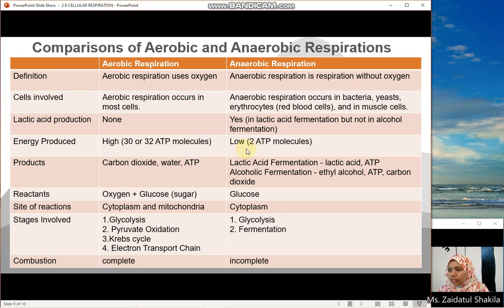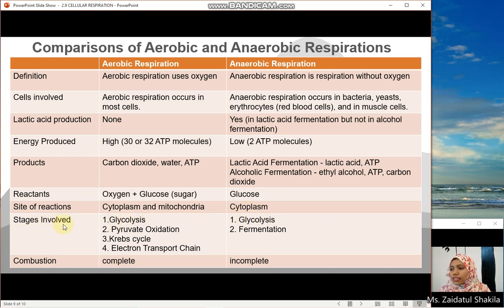And then the products in aerobic respiration are carbon dioxide, water and ATP, while anaerobic respiration produces lactic acid and ATP in lactic acid fermentation, and ethanol, ATP and carbon dioxide in alcohol fermentation. The reactants of aerobic respiration are oxygen and glucose, while anaerobic respiration only uses glucose. As for the site of reaction, aerobic respiration occurs in the cytoplasm and mitochondria, while anaerobic respiration occurs in the cytoplasm only.